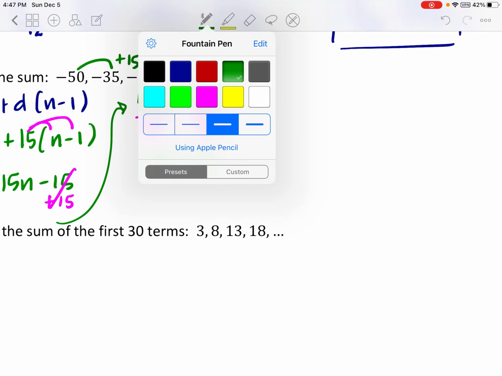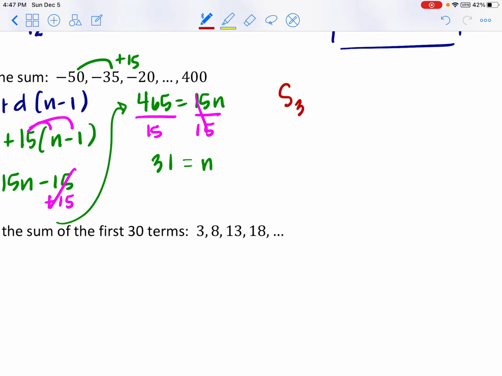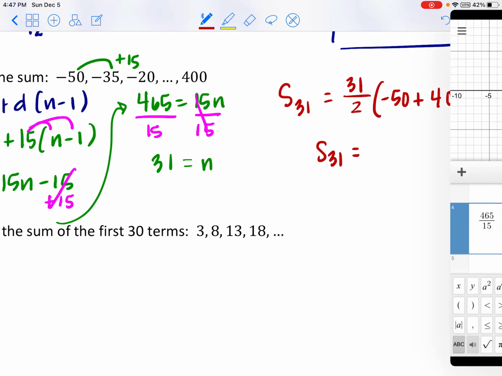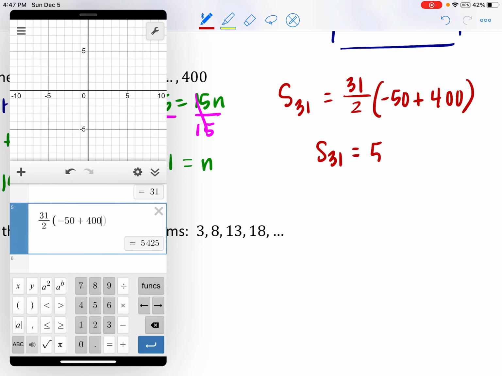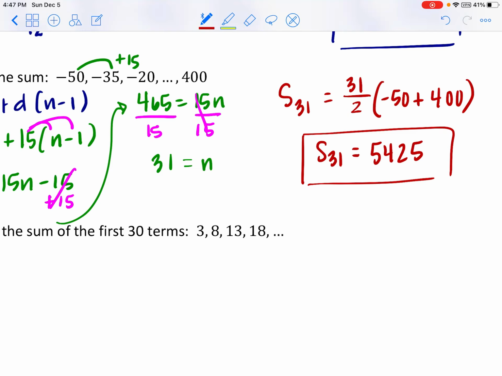Now I have all the information I need to find the sum. So now I want to find the sum for those 31 numbers. And that's going to be 31 divided by 2 multiplied by my first number, which was 50, added to my last number, which was 400. And again, I'm just going to input this into Desmos so I don't goof it up. So I have 31 over 2 multiplied by 50 added to 400, and then I have 5,425. So if I made this list of all 31 numbers and added them together, that's the sum that I would end up with. Okay?